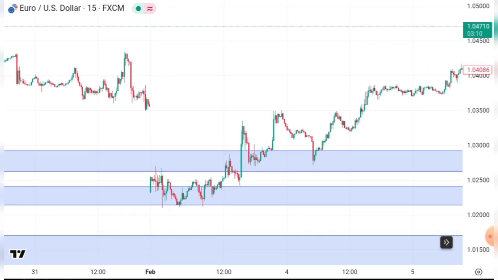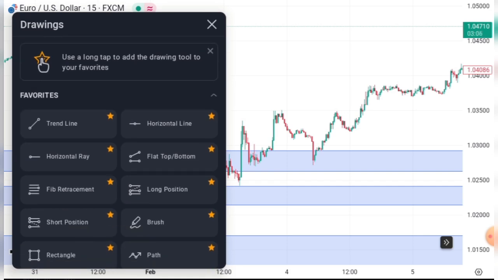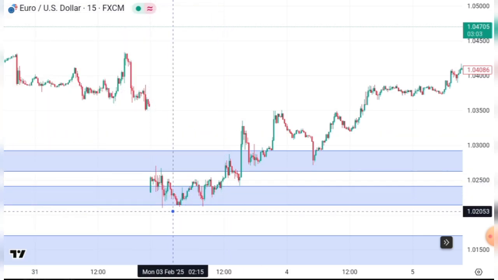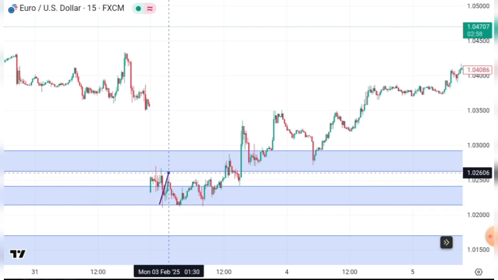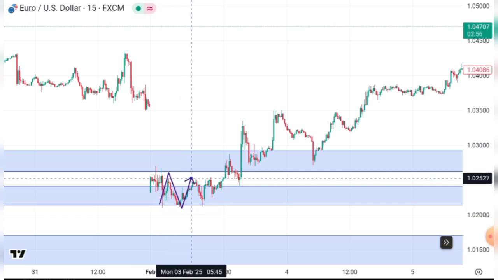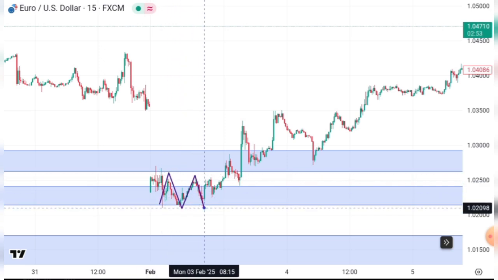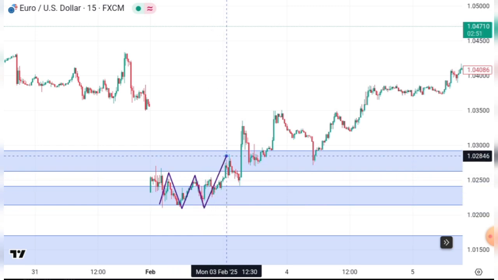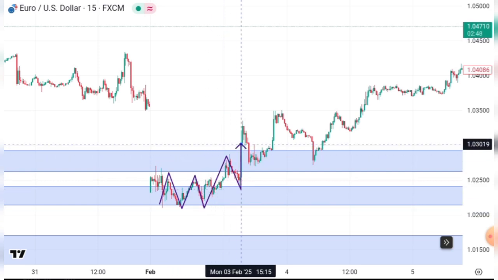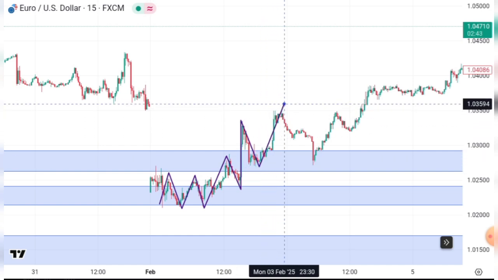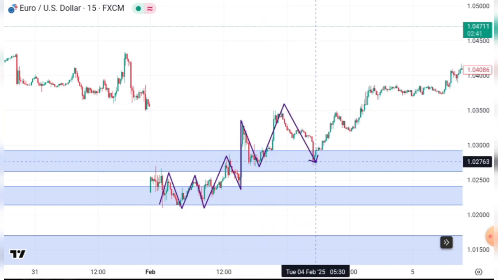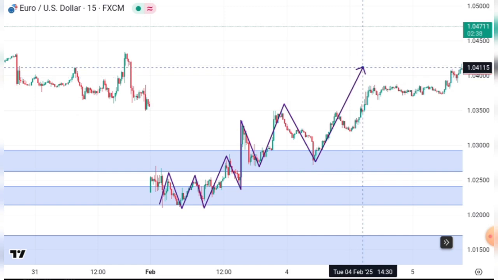So now it made some market structure shift on our lower time frame. When it reached the 15-minute time frame, it made some market structure shift. Here it is. This is a high, this is a low, this is a high, this is a low, this is a high. Most people would just enter on all these new lows that were being made right here.